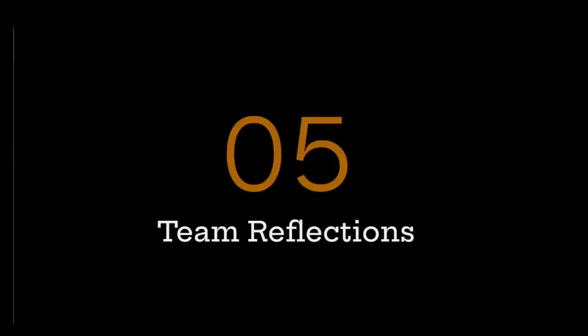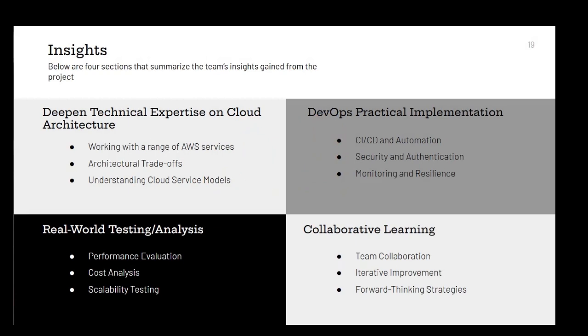Next, we'll be moving on to our team reflections. The team has gained an immeasurable amount of insights in implementing this solution, which we have divided into 4 main categories. Being able to deepen our technical expertise on cloud architecture by working with a range of AWS services and knowing the architecture trade-offs, as well as having a deeper understanding of the cloud service models.